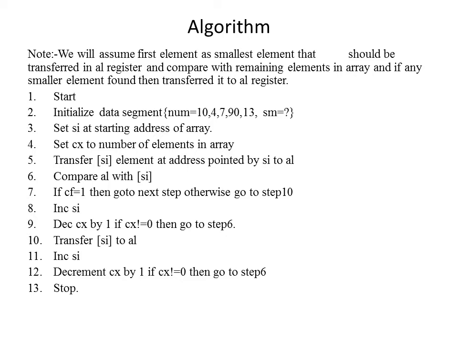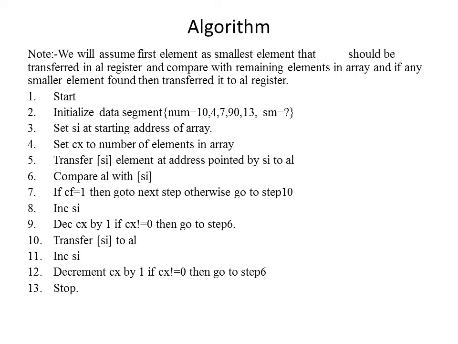If the element is not smaller than the AL register content, then we don't need to transfer that element to the AL register. Only the element which is smaller than AL register, we have to transfer that element to the AL register. And this process will continue from the starting element, or the first element in the array, to the last element in the array. From first element to last element, we have to repeat this process.